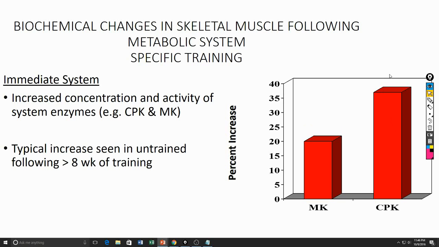Okay, now we look at the same systems. We see an increase in the myokinase, MK is myokinase enzyme, and once again about a 35-40% increase in CPK, creatine kinase enzyme, catalyzing that phosphation system.